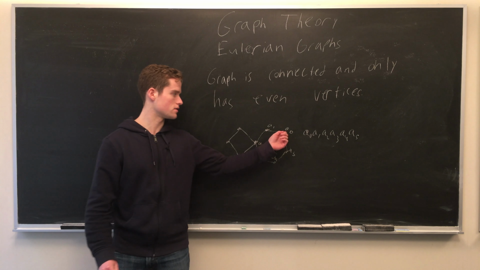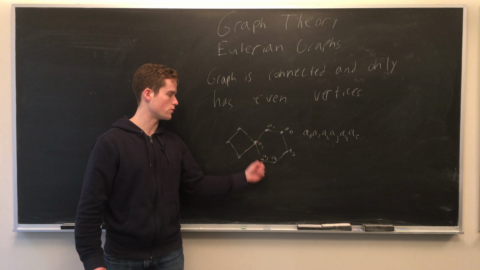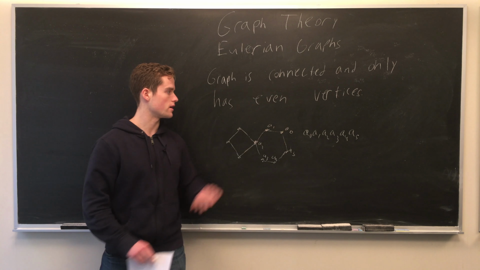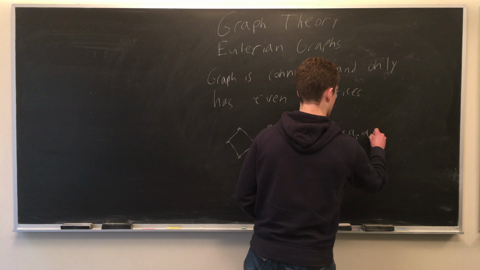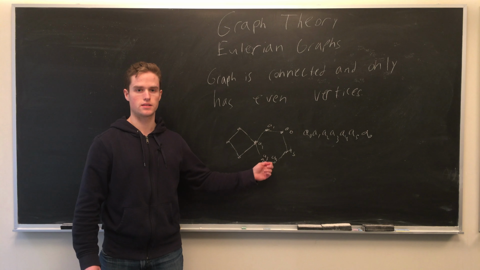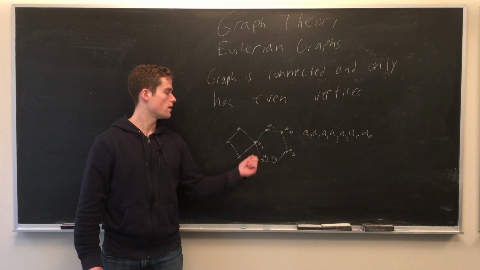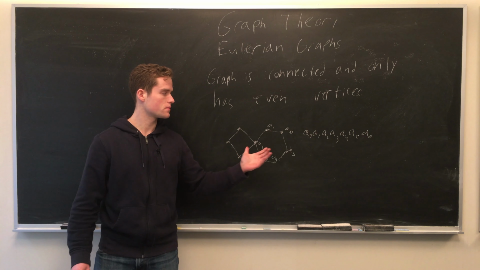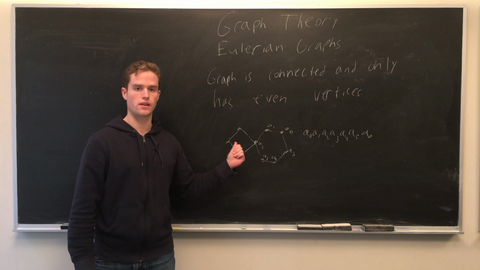Like, consider the sequence of vertices A0, A1, A2, A3, A4, A5, back to A0. This is a trail. It takes these edges in this hexagon only once. But note, our graph is connected. We did not take all the edges.